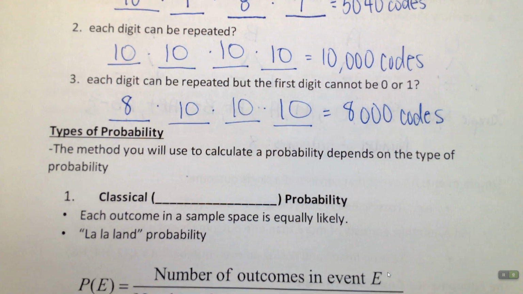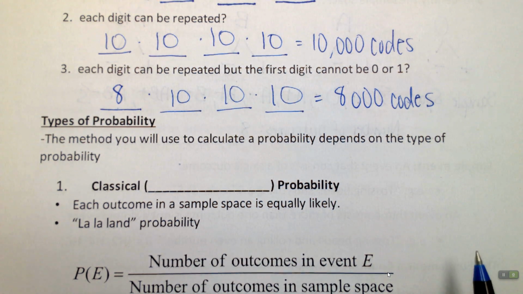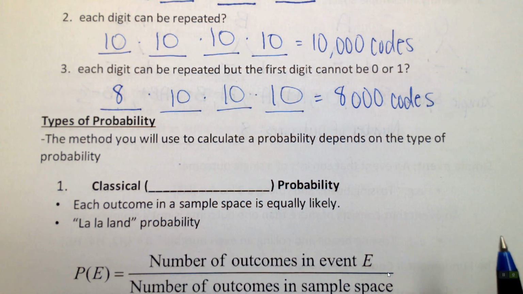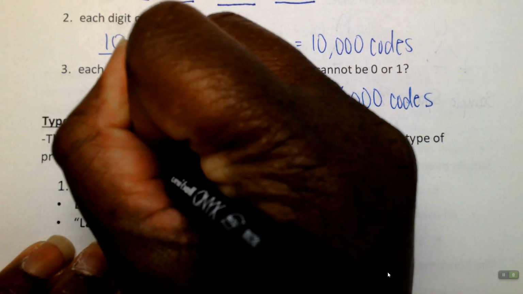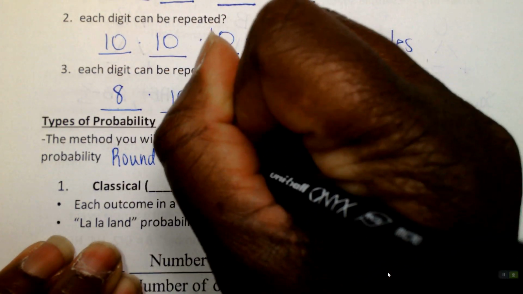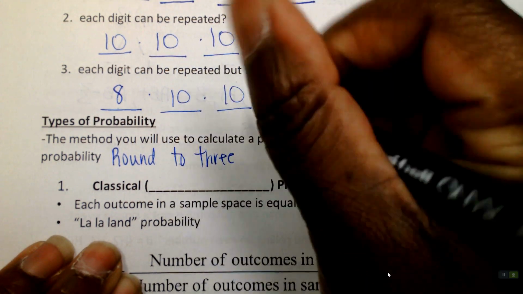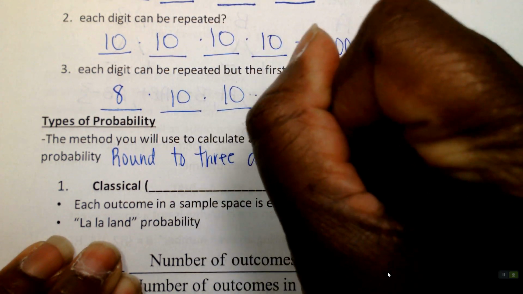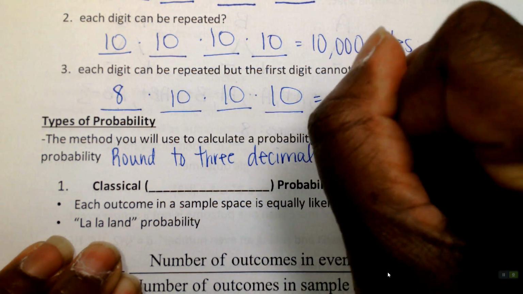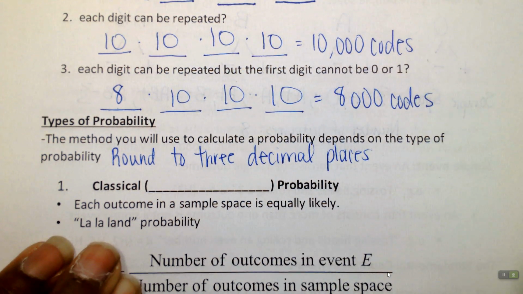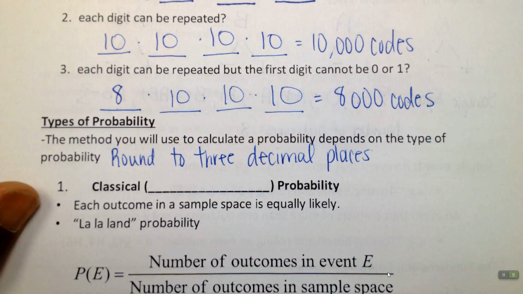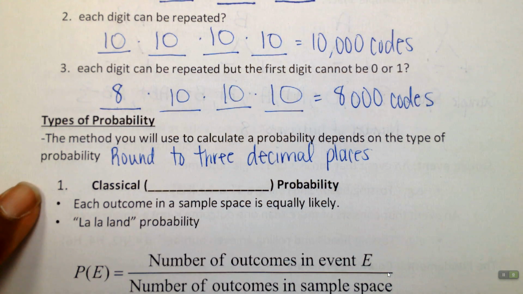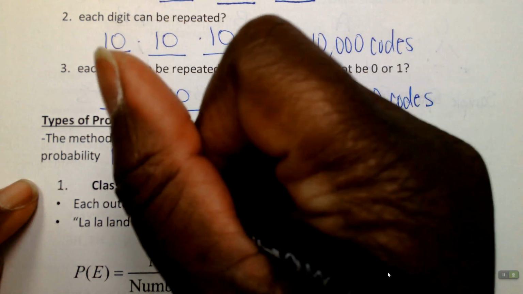All right, the types of probabilities. The method you will use to calculate a probability depends on the type of probability. All right, and we're going to round to 3 decimal places. So in this section, it's going to be customary, if they don't tell you, to round to 3 decimal places. So if they do not give you any kind of guidance, we're going to round to 3 decimal places.